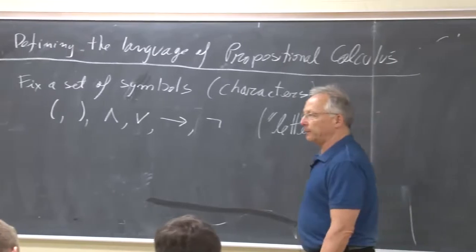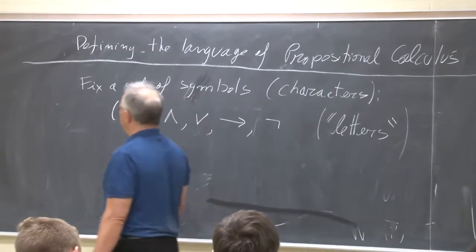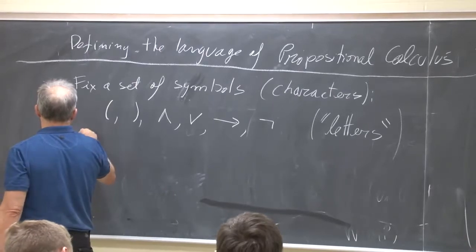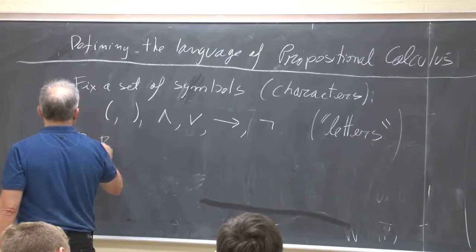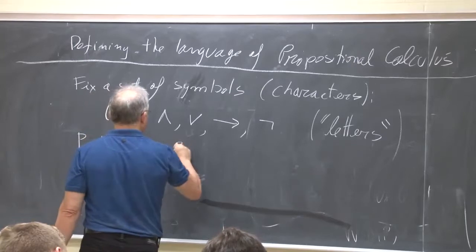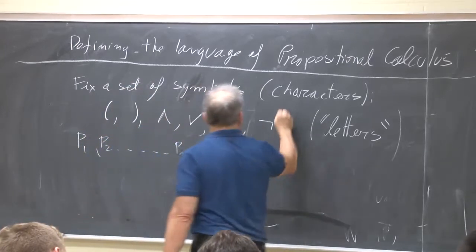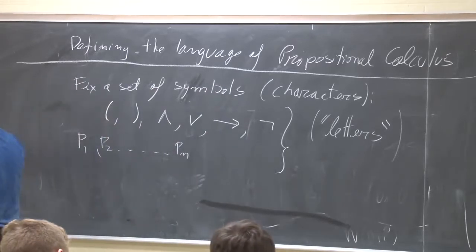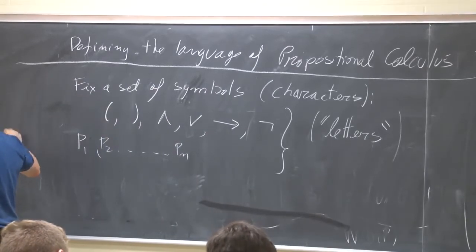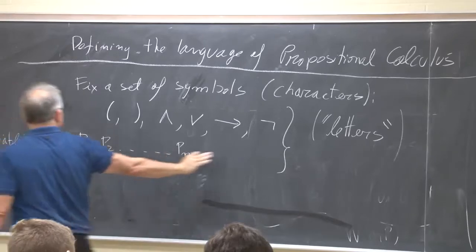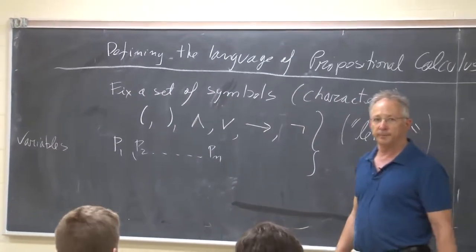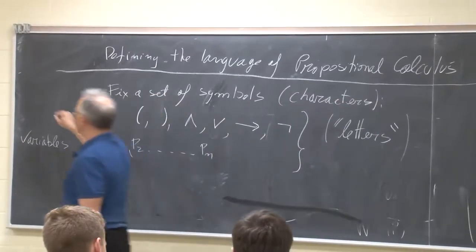And on top of them, I also have variables, which I'll call, say, P1, P2, and so on, Pn. So those are also letters. And the distinction is those are called variables. And we can have many of them. We will usually use just lowercase letters for variables. And those are called logical symbols.